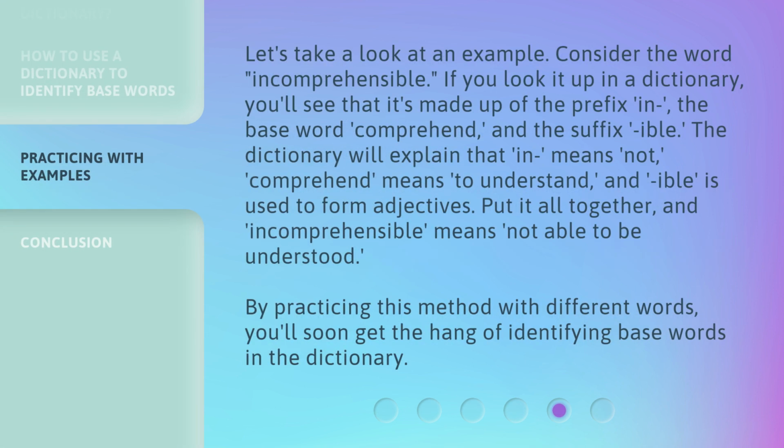Let's take a look at an example. Consider the word incomprehensible. If you look it up in a dictionary, you'll see that it's made up of the prefix in, the base word comprehend, and the suffix able. The dictionary will explain that in means not, comprehend means to understand, and able is used to form adjectives. Put it all together, and incomprehensible means not able to be understood. By practicing this method with different words, you'll soon get the hang of identifying base words in the dictionary.